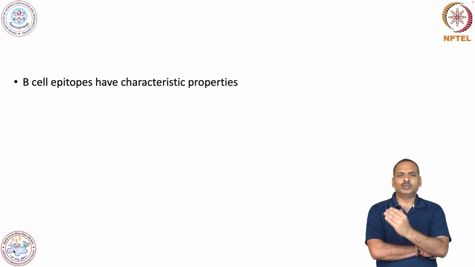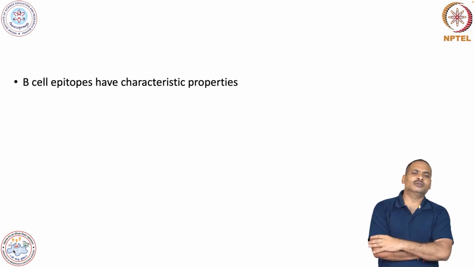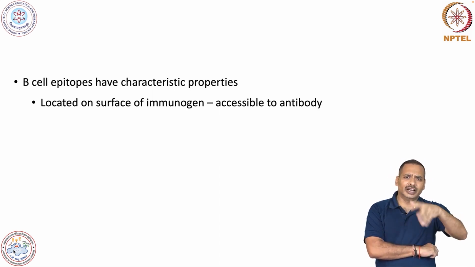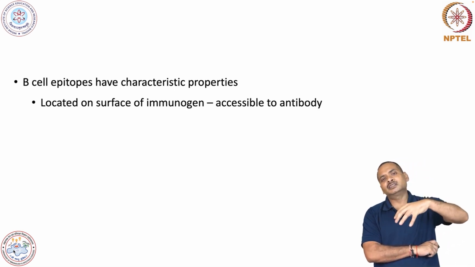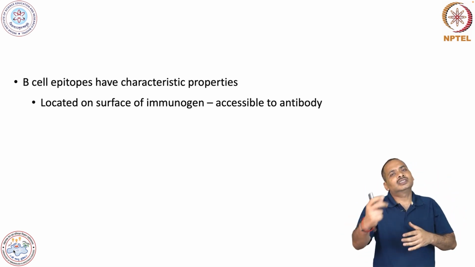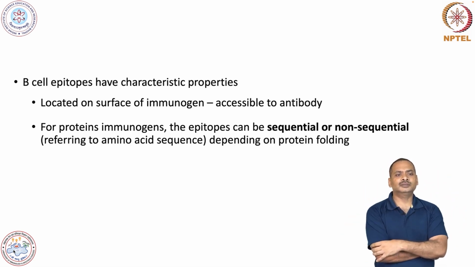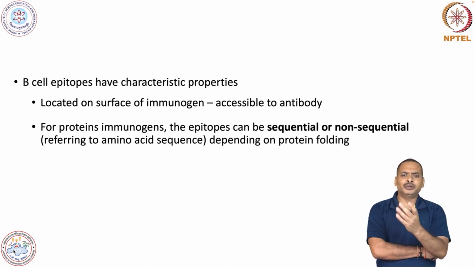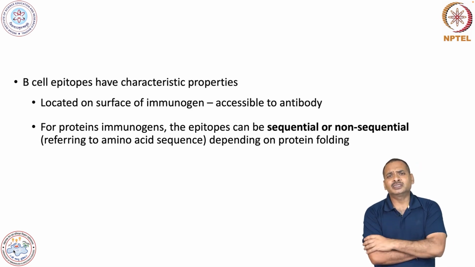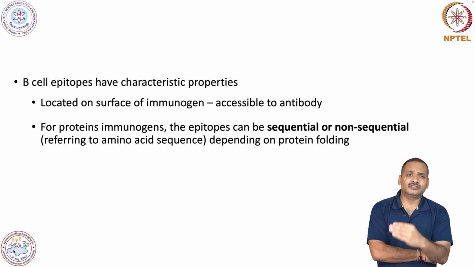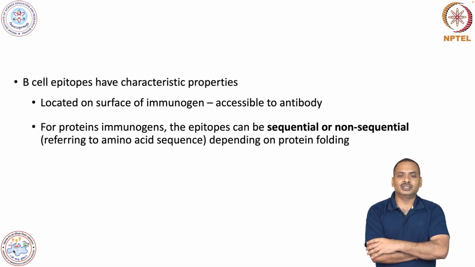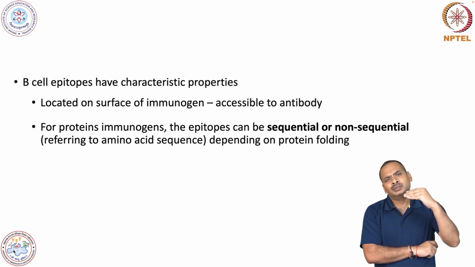So, B cell epitopes have this characteristic property which I have already explained. Basically, they are located on the surface of antigen or immunogen, and it is accessible. So, since it is present on the surface, it is accessible by the antibodies. Okay. For protein immunogens, in case of B cell, the epitope can be a sequential or non-sequential epitope. Okay, I will explain in the subsequent slide what I mean to say.